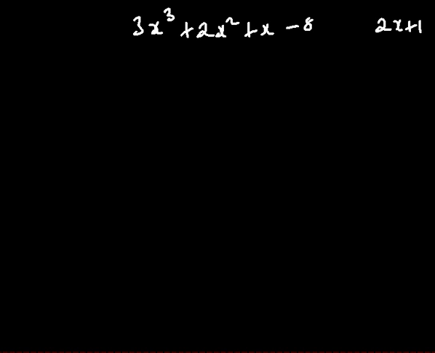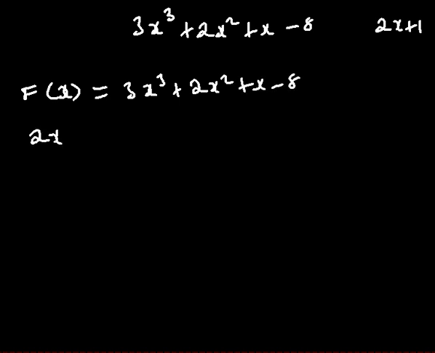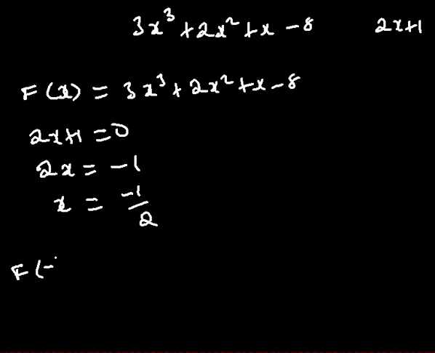In this case, we should express the polynomial in terms of the function. We'll have f of x is x to the power 3 plus 2x squared plus x minus 8, and 2x plus 1 is equal to 0. So in this case, 2x is equal to negative 1, so x is equal to negative 1 divided by 2. So now we'll have f of negative half.